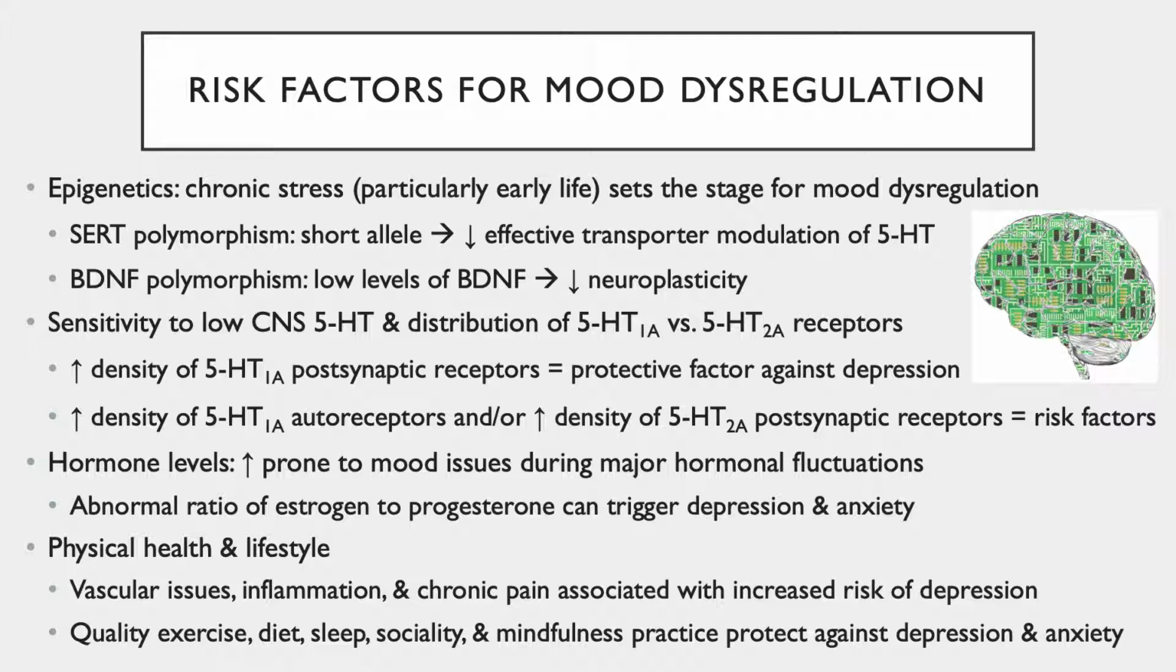Additionally, factors like the degree and the type and the intensity of exercise, an individual's diet, their sleep habits, their degree of sociality and social connection, and mindfulness can all increase or decrease a person's risk for depression and anxiety. Good quality exercise, diet, sleep, social connections, and mindfulness have all been shown to be pretty powerful protective factors against depression and anxiety. In terms of sleep, disturbances in the circadian rhythm have been linked to depression.